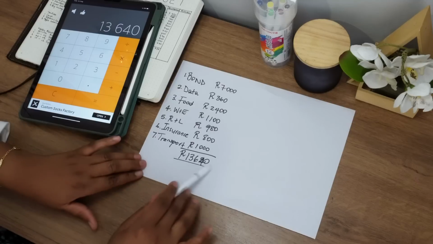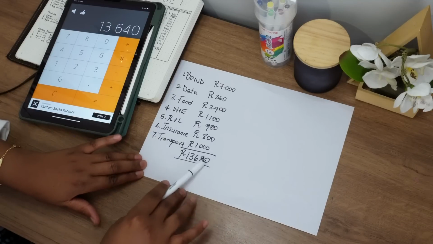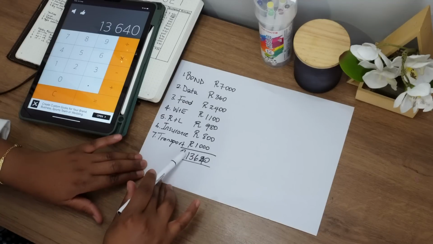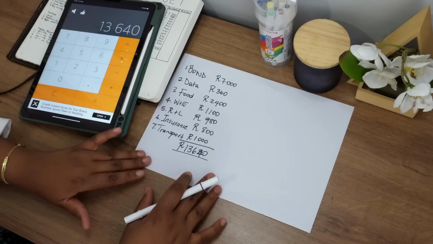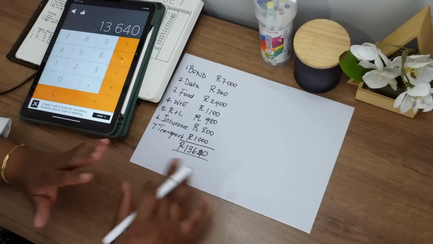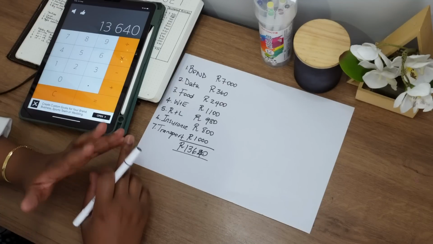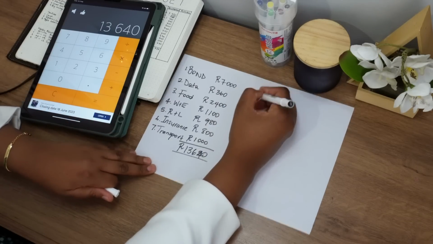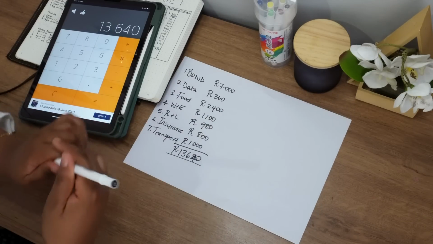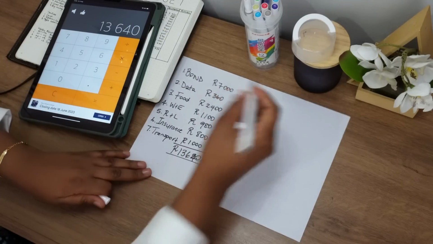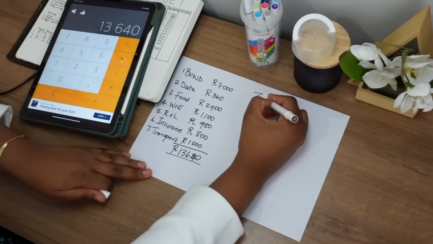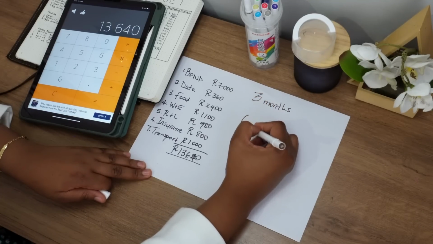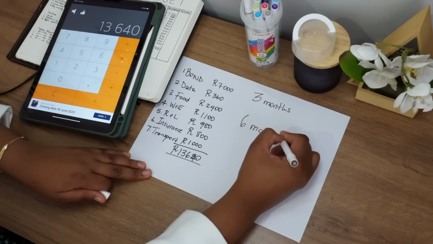Okay, so this is how much money I would need per month in order for me to say that, okay, 1 month of my emergency fund is covered. You then need to decide how many months you want your emergency fund to cover. So you can say I want a 3 months emergency fund, or you can say you want a 6 months emergency fund. It is honestly up to you.